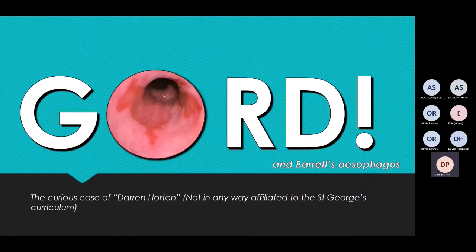Just one question to begin with for everyone. Does anyone know what the OGD introductory slide represents? That is an OGD of a Barrett's esophagus, so we'll come on to that a little bit later.